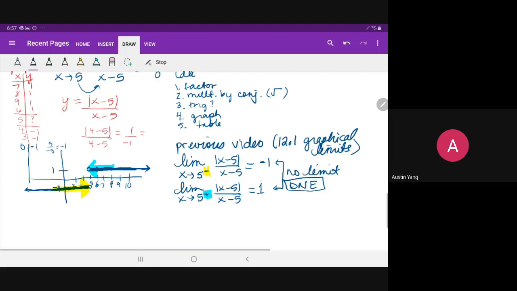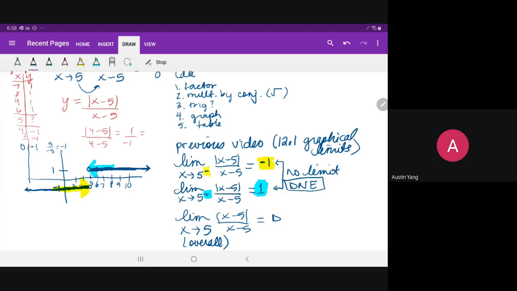Now, if the question only asked you for one side, like if they only asked you for the negative side, the answer would be negative one. And if they only asked you for the positive side, then the answer would be positive one. But they're asking you for both sides. So what I would write is I would write limit as x approaches 5. That means overall, okay, that means both sides. And that's where you get does not exist. Now that is not necessarily the answer just because it's undefined. That is not related.